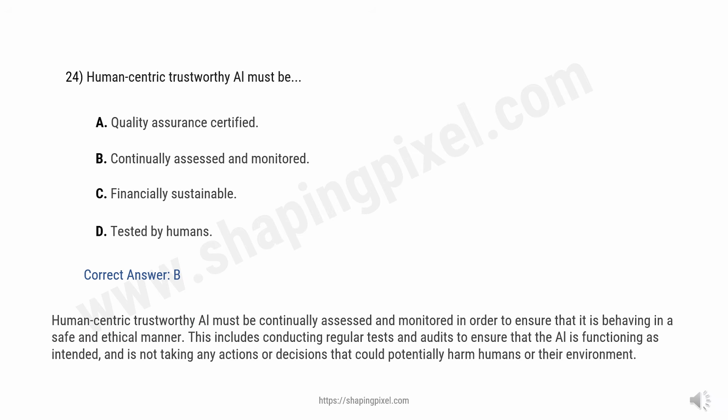Human-centric, trustworthy AI must be continually assessed and monitored in order to ensure that it is behaving in a safe and ethical manner. This includes conducting regular tests and audits to ensure that the AI is functioning as intended and is not taking any actions or decisions that could potentially harm humans or their environment.